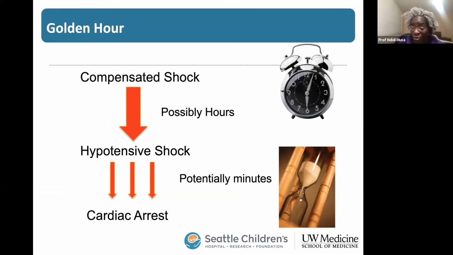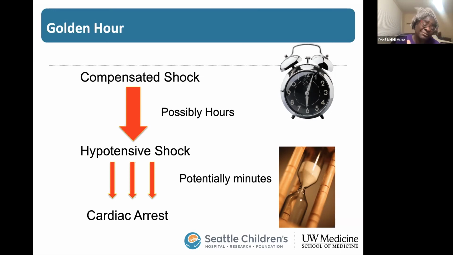Just like you have the golden hour of trauma, you have the golden hour of myocardial infarction, there is a golden hour of shock where it is time dependent. The earlier you recognize that this patient is in shock, the earlier you institute resuscitation, the better the patient outcome. So compensated shock, you want to catch the patient in compensated shock before they decompensate and go into hypotensive shock.